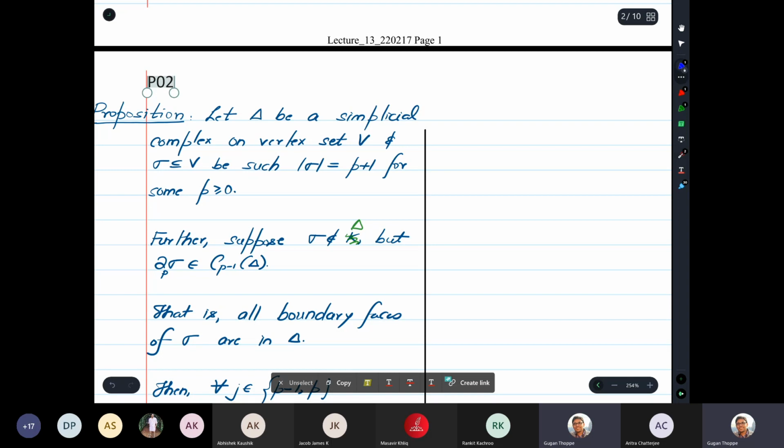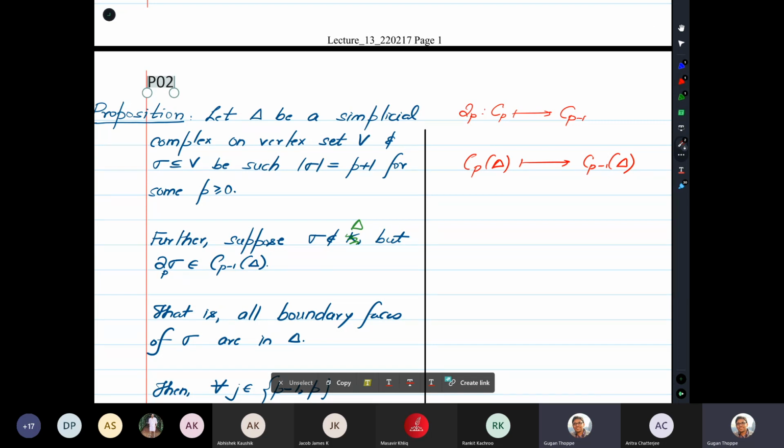So the first thing that should bother you is, what is this delta p operator, right? Typically we define this delta p operator to go from Cp to Cp minus 1. So the first thing we have to ask is what is Cp and what is Cp minus 1? Well, ideally I should write them as Cp of delta to Cp minus 1 of delta, which means that this is the collection of all p chains in delta, and this is the collection of all p minus 1 chains in delta, right? So this del p operator takes an element in Cp of delta to Cp minus 1 of delta.